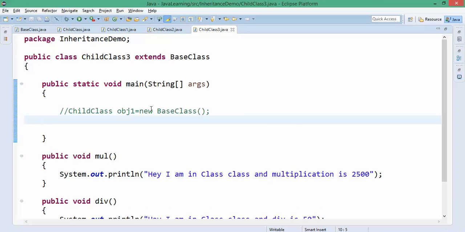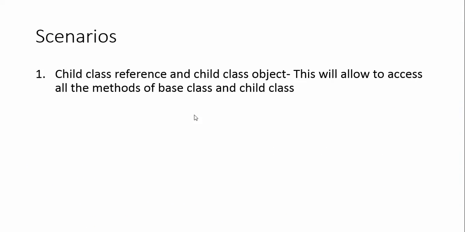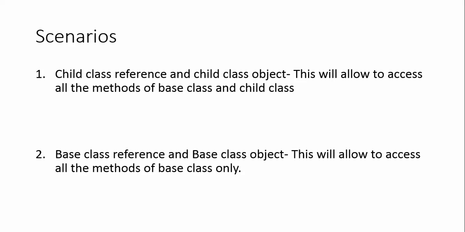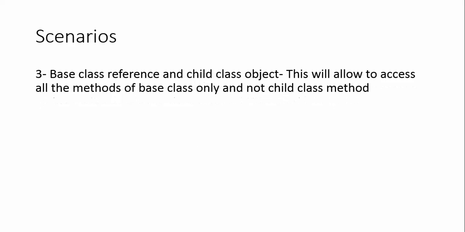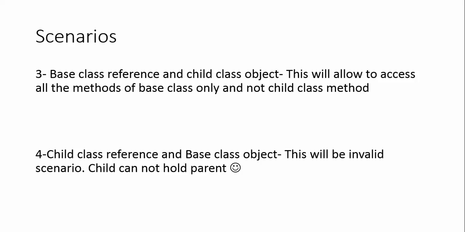So mainly you have three scenarios. Let me do a quick recap. We created an object of child class and the reference also from the child class, so we were able to access base class and child class. In the second scenario, we created a base class reference, base class object. In this case, we are able to access only the base class methods. Third, which is most important, if you create a base class reference but an object of child class, this will allow you to access all the methods of the base class only, not the child class. And the fourth scenario is invalid. We cannot create a child class reference with a base class object.